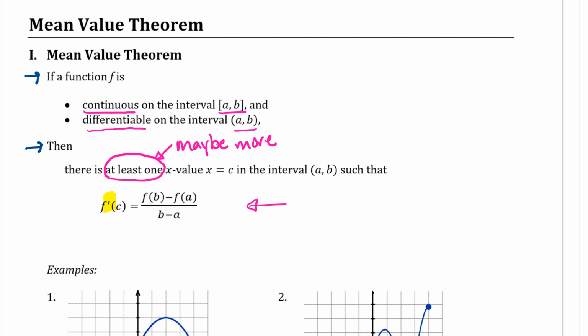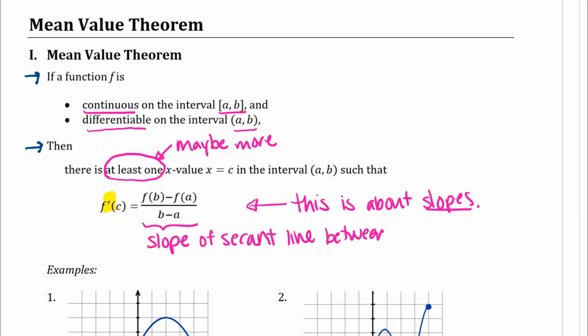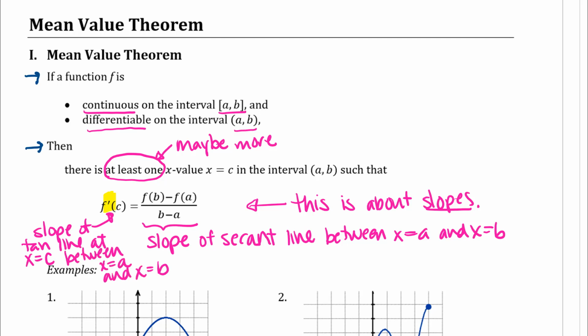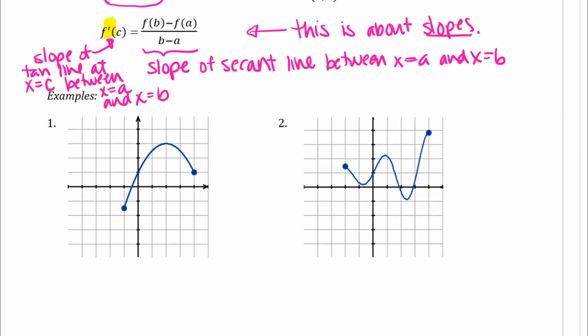But on both sides of that equation are things about slopes. On the right side here, what we've actually got is the slope of the secant line between the endpoints. And the other side of the equation, f prime of c, is the slope of a tangent line at some x coordinate x equals c that's in between a and b. So this is about slope of a tangent line being equal to slope of a secant line, at different points. All right, so let's look at some pictures down here below so that we're clear about what that's saying.